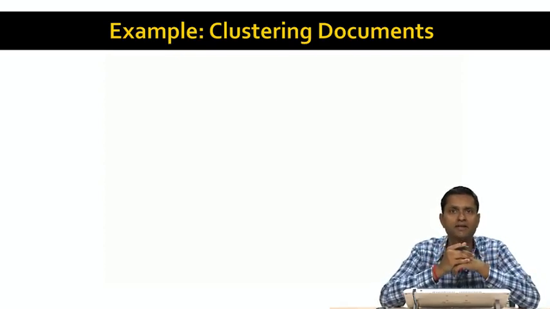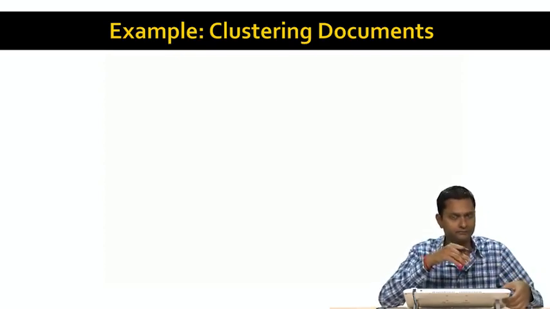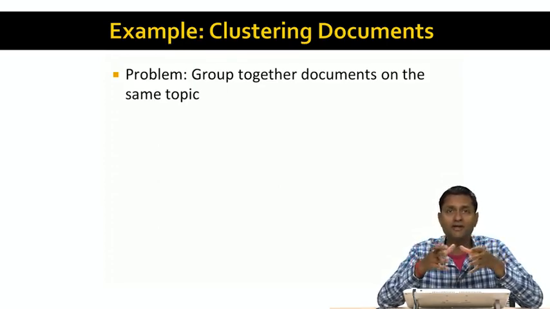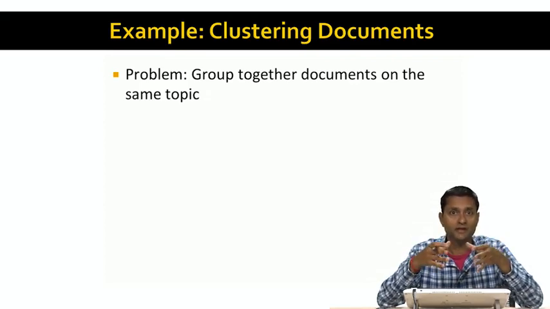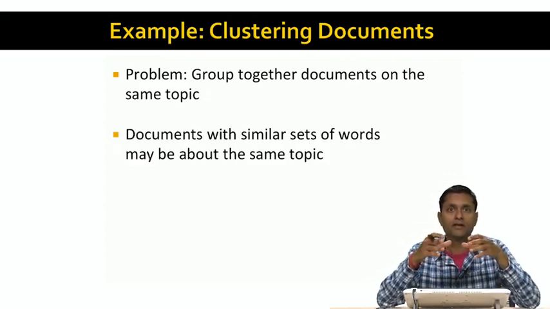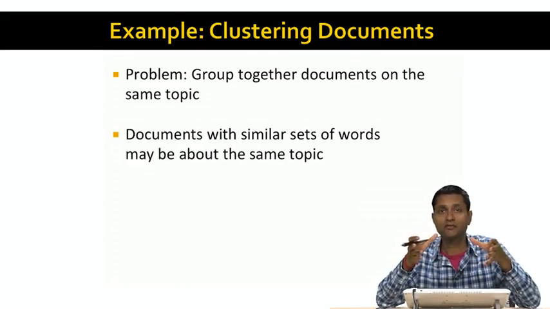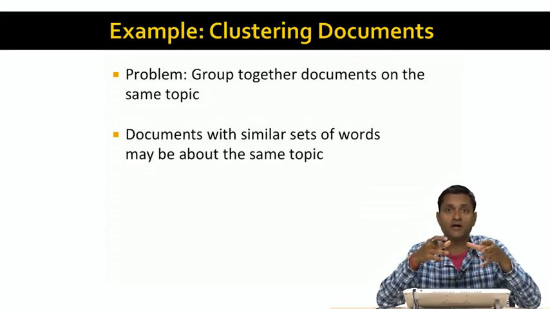Another example is clustering documents. We'd like to group together documents on the same topic. But what's a topic really? A topic is just a set of words that appear together frequently. Now, documents with similar sets of words might be about the same topic, right? So we want to cluster documents based on their similarity in the space of words.